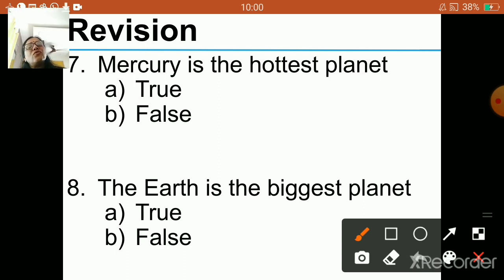It is false. Why? Because Mercury is the nearest planet, while Venus is the hottest planet. So this is false. The Earth is the biggest planet. This is also false, because Jupiter is the biggest planet.